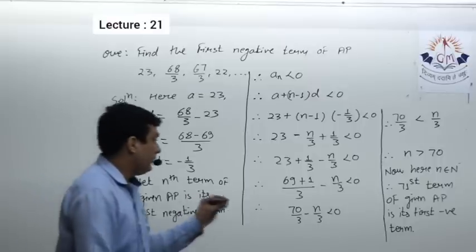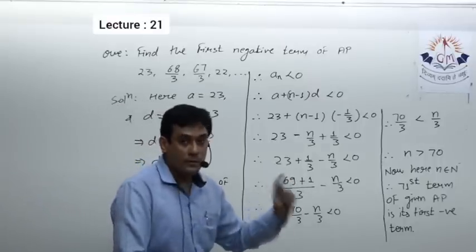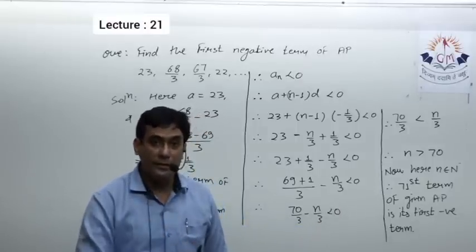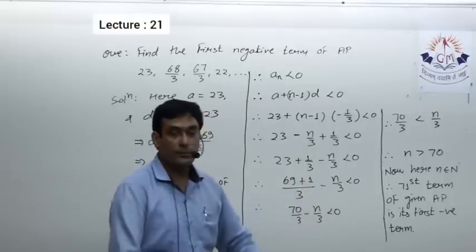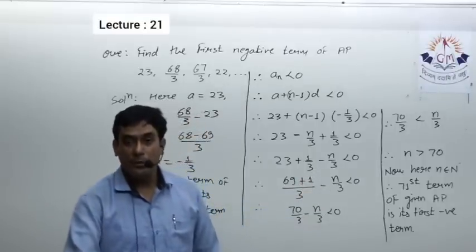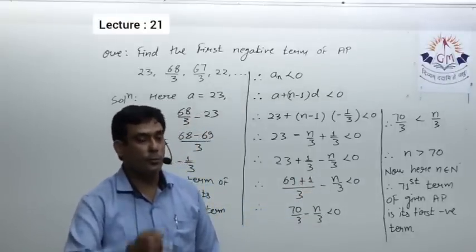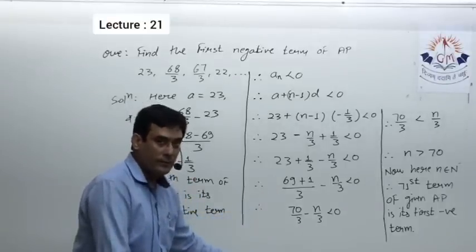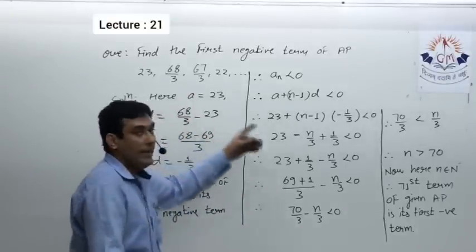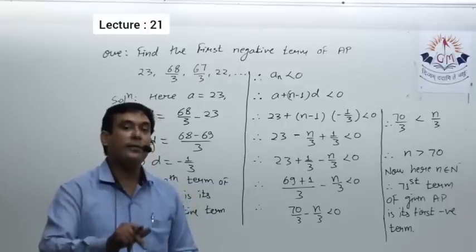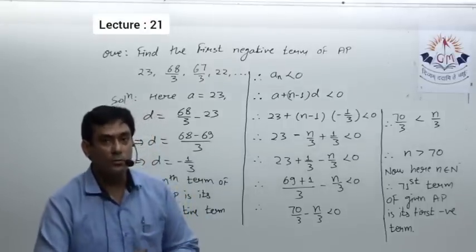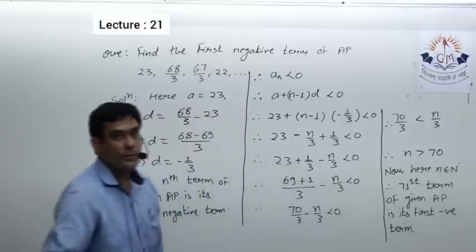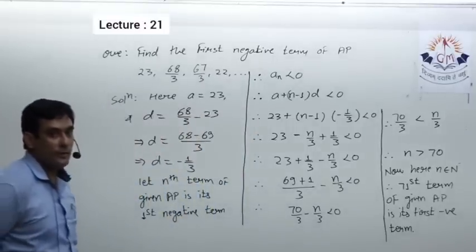One thing more: as the 71st term is negative as per our answer, it means definitely the 70th term will be non-negative. That means it might be positive, it might be 0, but definitely it won't be negative. So first we will find the 71st term, which is our question, and then we'll check by finding the 70th term whether it is non-negative or not. Only this thing you have to note down. Then we'll see how to find the 71st term.